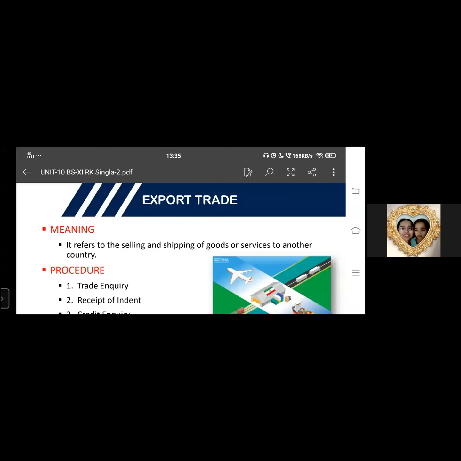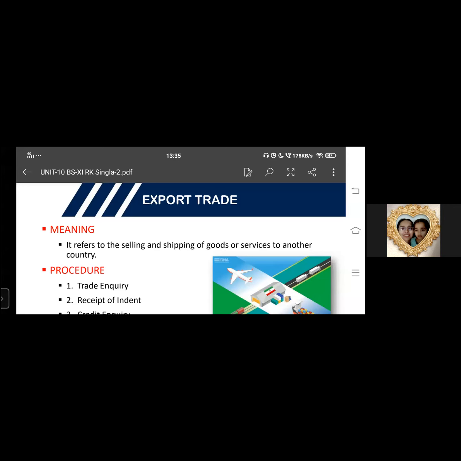Good morning, dear students. Students, we are doing Unit 10, International Business. And the first two topics, 10.1 and 10.2, we have discussed. Today, we will discuss the next topic, 10.3, Export Trade Procedure and Documents. Okay? So, first of all, the meaning of export trade.